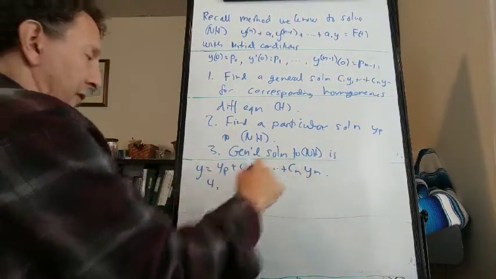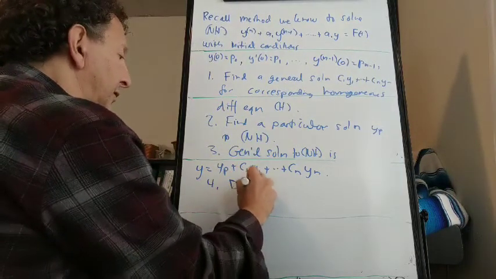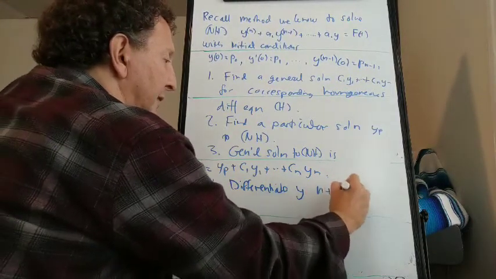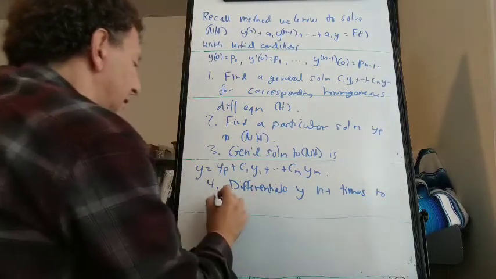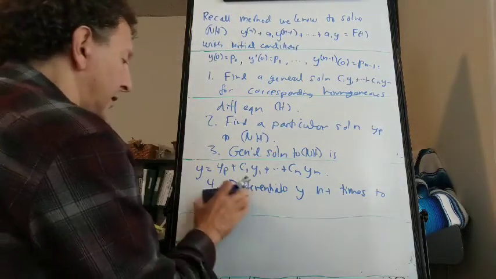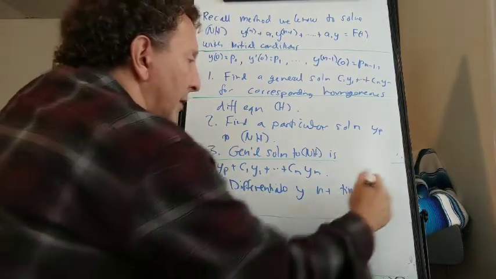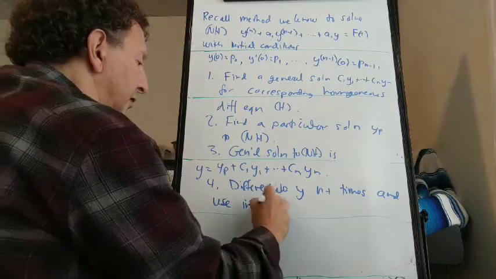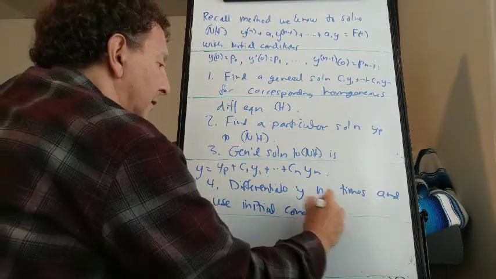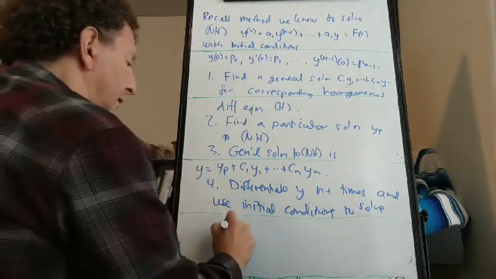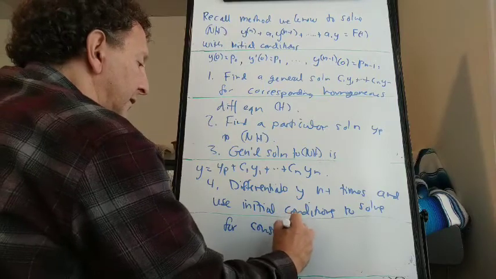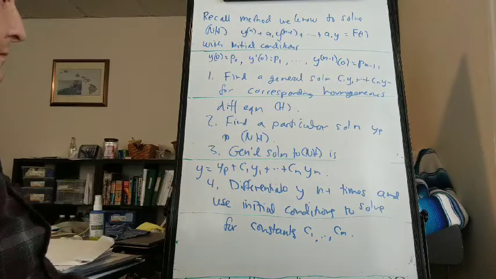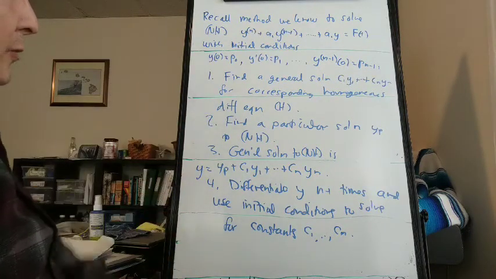Let's say y equals all of this. Then we differentiate y n minus 1 times and use the initial conditions to solve for the constants C1 through Cn. So it's a fair amount of work to do this.